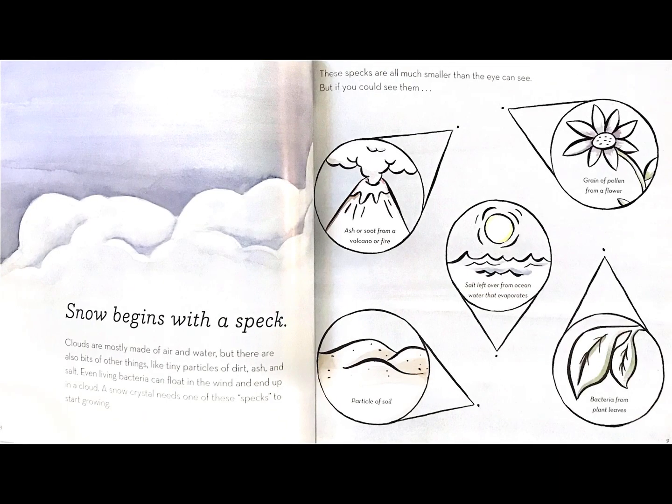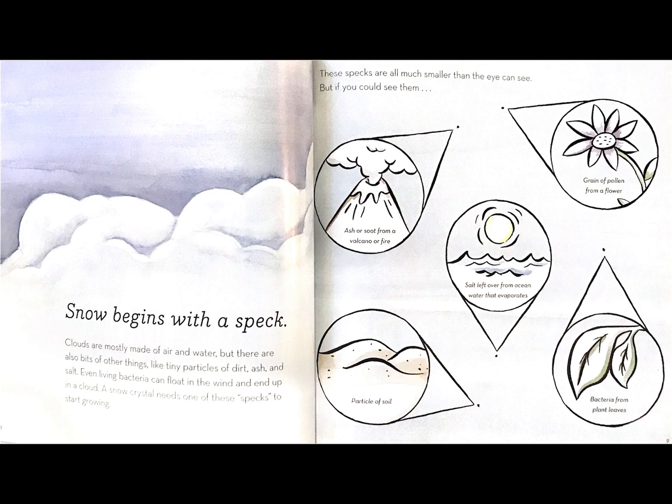Snow begins with a speck. Clouds are mostly made of air and water, but there are also bits of other things, like tiny particles of dirt, ash, and salt. Even living bacteria can float in the wind and end up on a cloud. A snow crystal needs one of those specks to start growing.